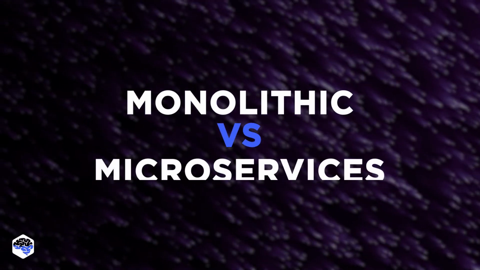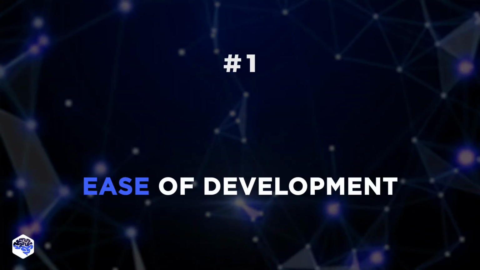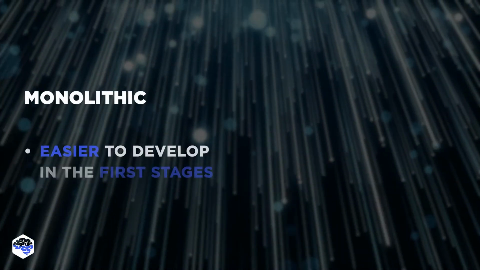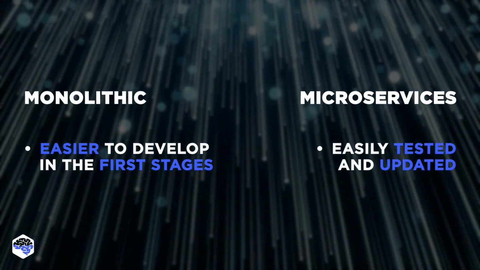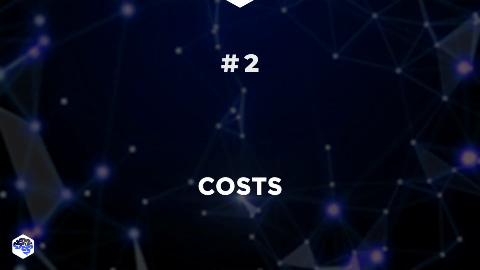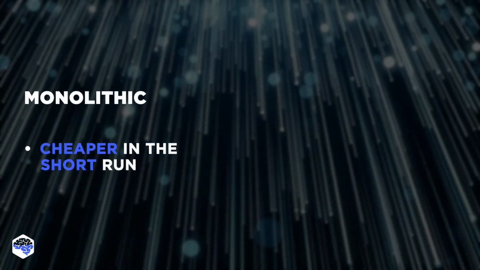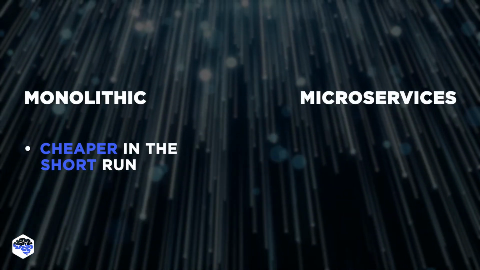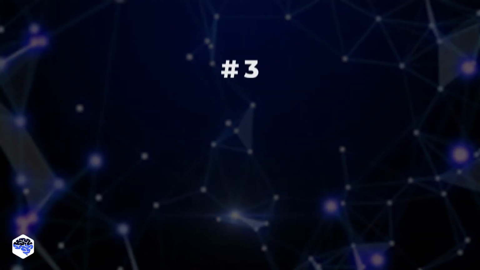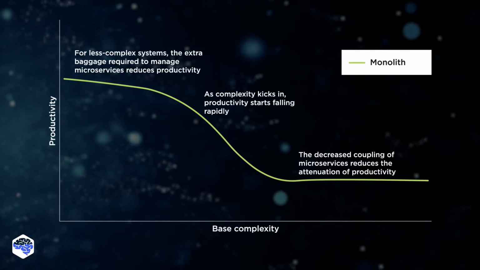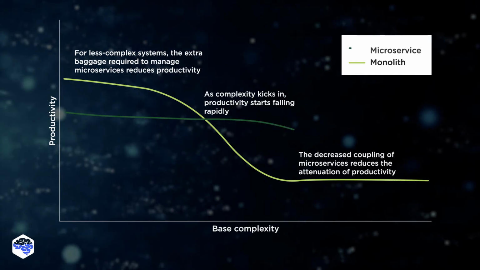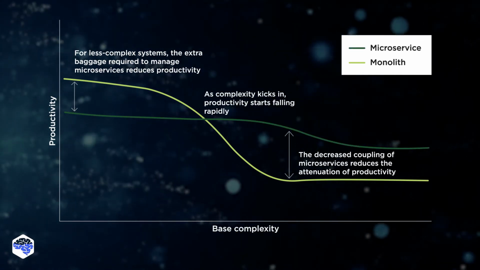Now, let's take a look at the main distinctions between monolith versus microservices. 1. Ease of development. Monolithic architecture is easier to develop in the first stages, while microservices are easily tested and updated. 2. Costs. A monolithic architecture is a cheaper solution in the short run, while microservices are better at the enterprise level. 3. Time expenses. With a monolithic architecture, a project is faster in the first stages, but you'll have difficulties in scaling. Microservices represent the opposite time distribution curve.